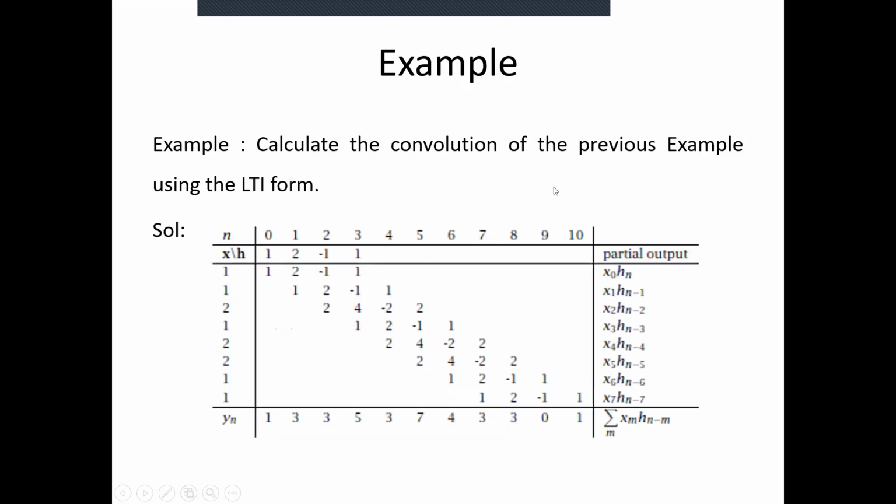Now this is the example, a numerical example. Now you are given x and h. You can construct the table and then add the elements in each column. I'm going to find the sum of each column in the LTI matrix form. In this way we can get the result of y.